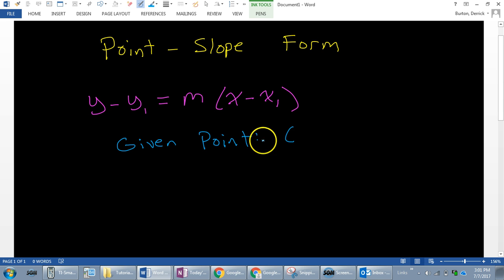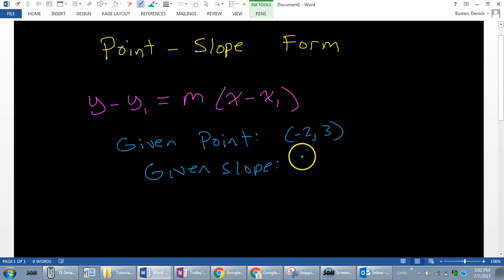Okay, so let's say we're given a point -2, 3, and we're given the slope, let's say 4/5. If I wanted to write an equation of that line, this would be a good time to use point slope form because we're given a point and we're given a slope. So it would go like this. We would have y minus. Now the y1 is going to be the y value right here. So it'll be y minus 3 equals. And then still m is the slope. So that would be the 4/5 that would go right here.